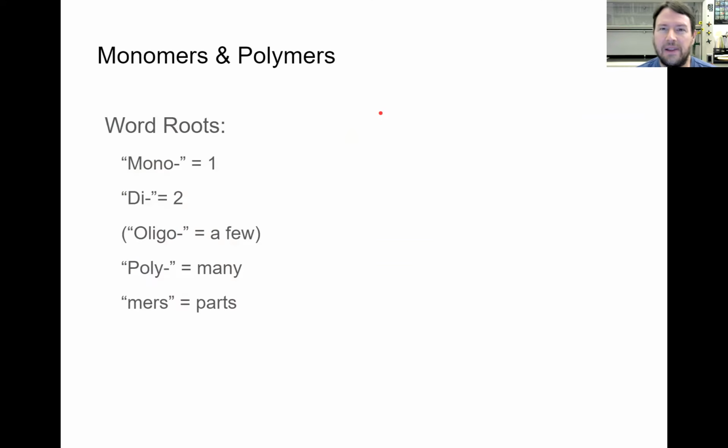So now we're going to get into the idea of monomers and polymers. Before we do that, we should talk about word roots a little bit. Mono means one, poly means many, di means two, oligo means a few, and mers means parts. So monomer just means one part, and polymer means many parts. And the basic idea for biological molecules is that we have these small building blocks that we call monomers, and we can link them together to form really big molecules called polymers.